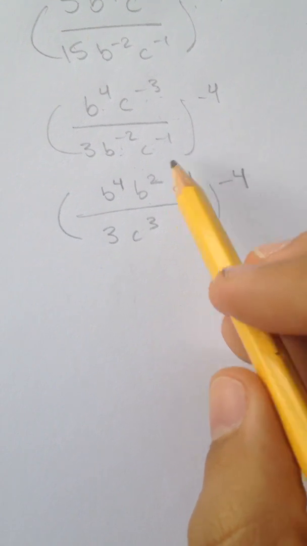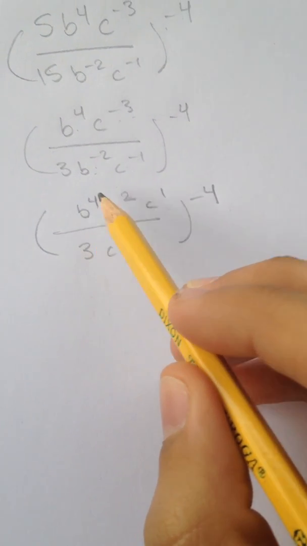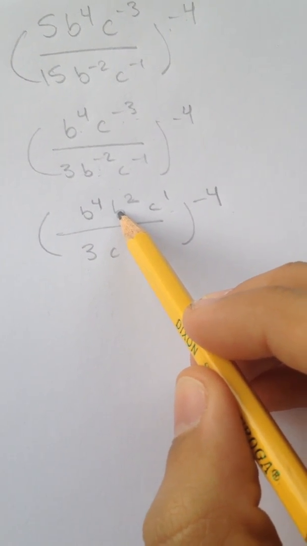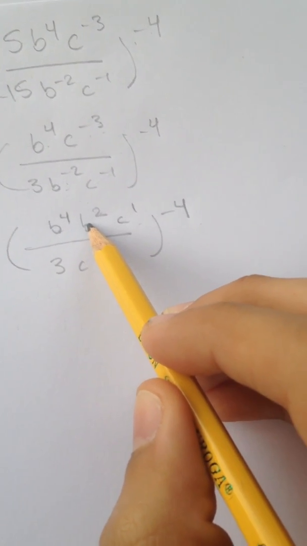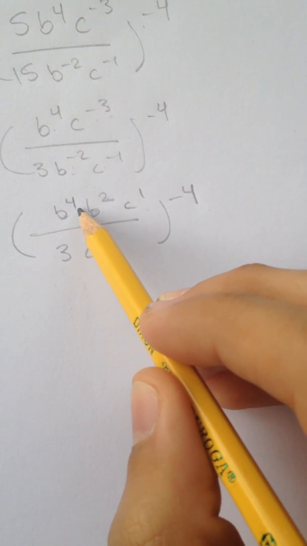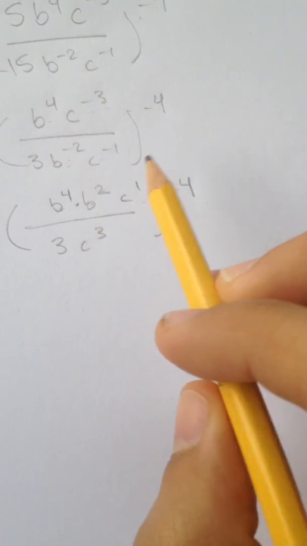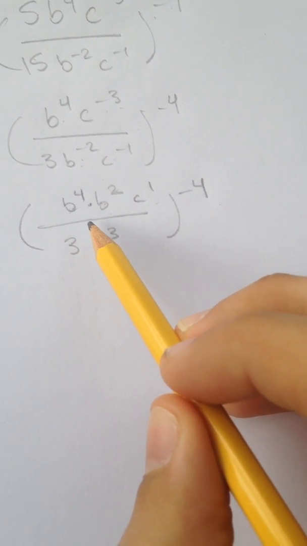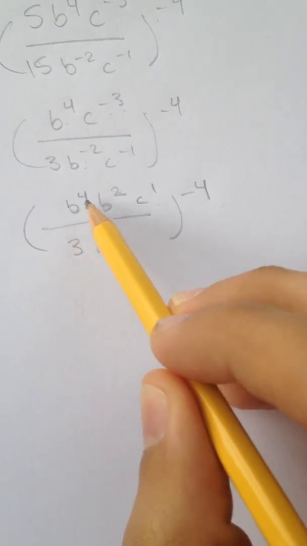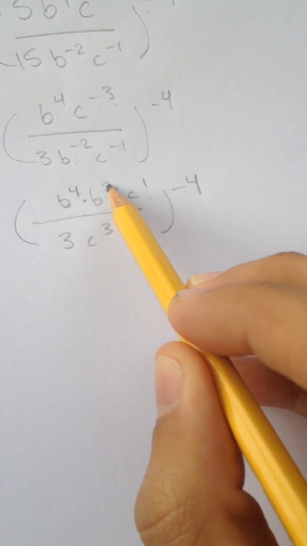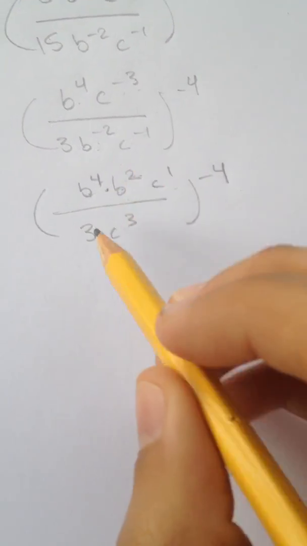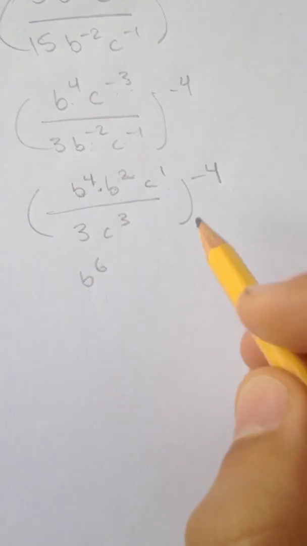Okay? And now we have two letters here. They're the same letter, and they're being multiplied. Exponent law says if the letters are the same letter, I just add their exponents. So 4 plus 2, that becomes b to the 6th.